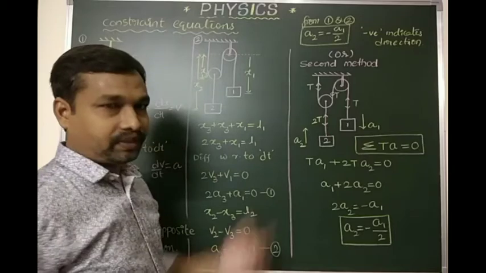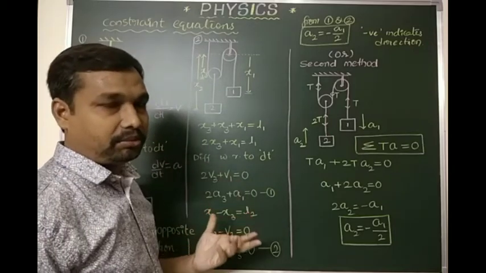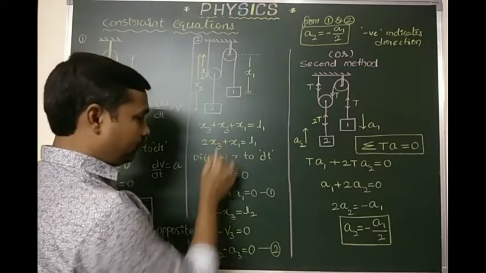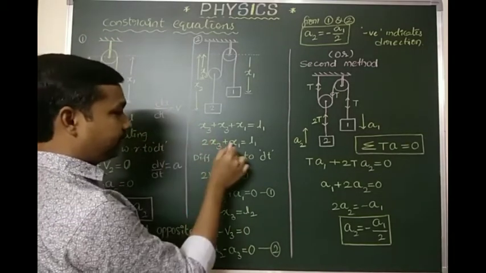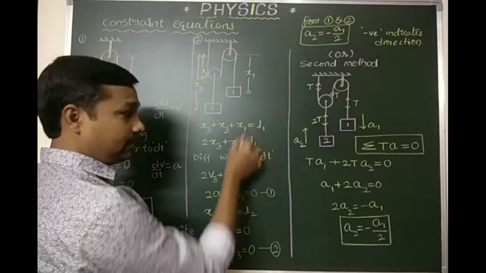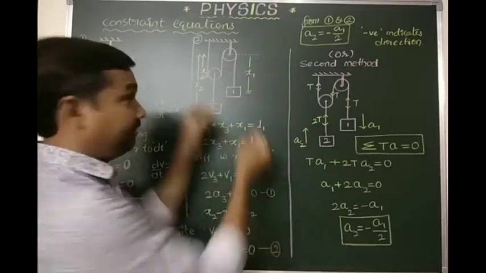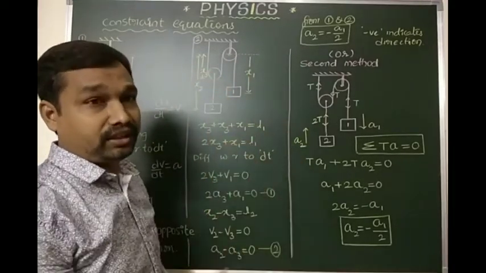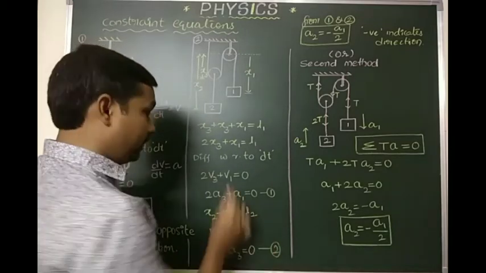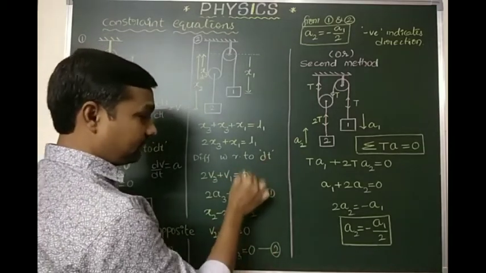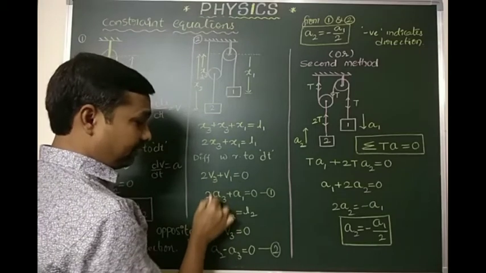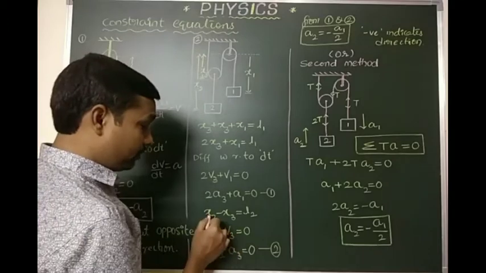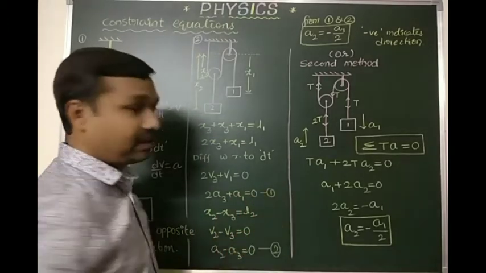Differentiation with respect to t, 2 times we need to take. Why? Because we need to get the acceleration. So we are differentiating 2x3 plus x1 equals L1, giving 2v3 plus v1 equals 0. The length remains constant even though they are moving up and down, and differentiation of a constant gives 0. One more time, if you differentiate this equation, you get 2a3 plus a1 equals 0. This is equation number 1.